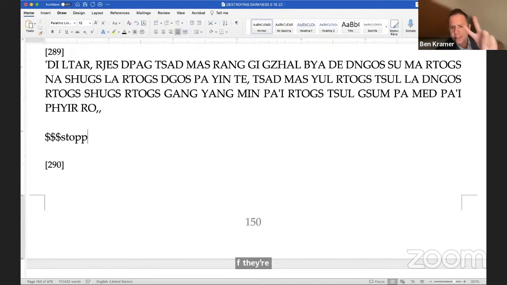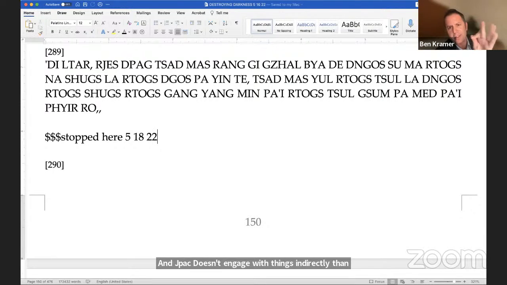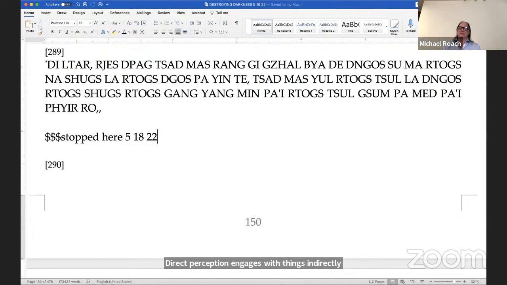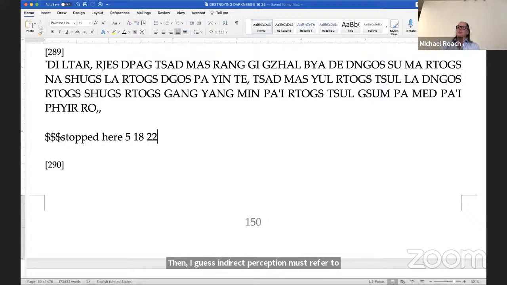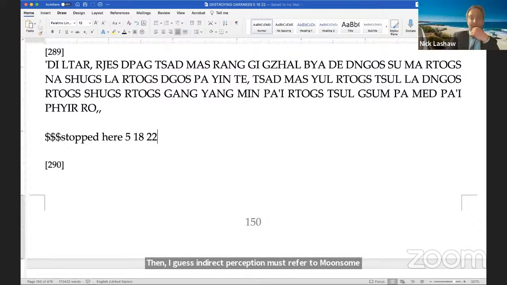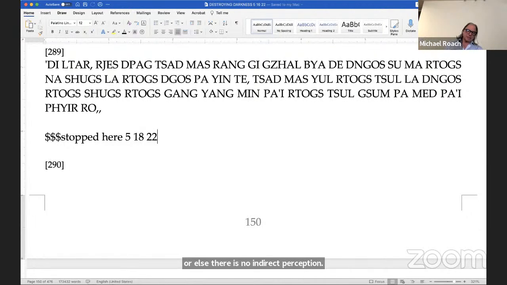So if there are only two types of perception, and JPOC doesn't engage with things indirectly, then I guess direct perception engages with things indirectly. You lost me halfway through that. There's only two types of perception, JPOC and Munsum, right? And JPOC doesn't engage with things indirectly. Then I guess indirect perception must refer to Munsum, or else there is no indirect perception. Right. Yeah. But I'll tell you where it's going, okay? And listen, it's not foolish and it's not BS.